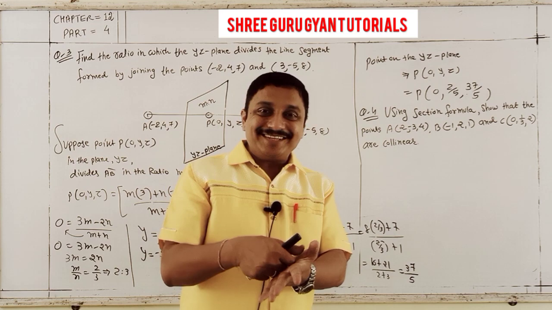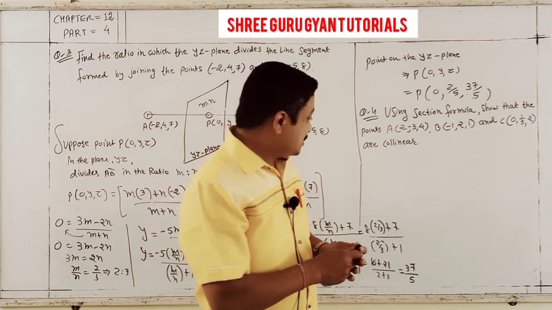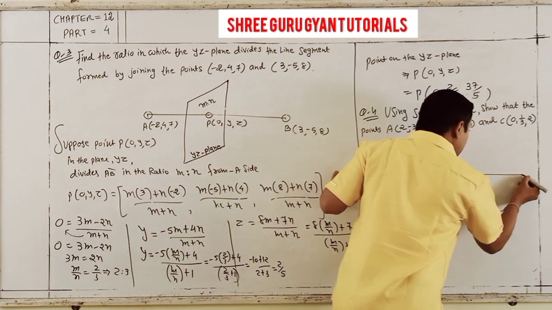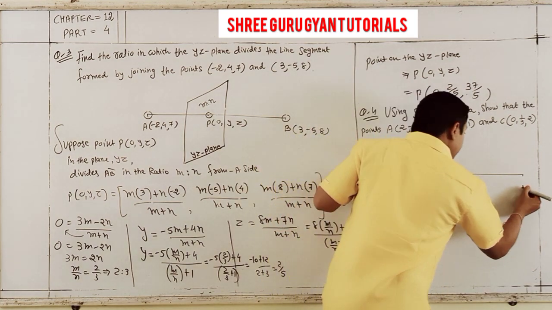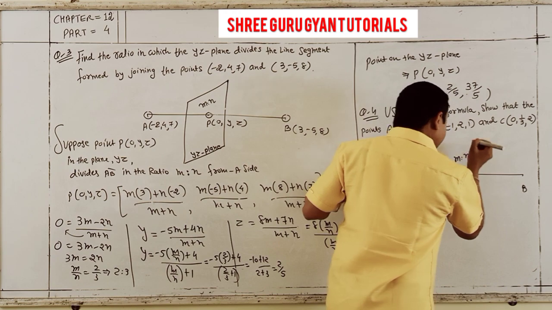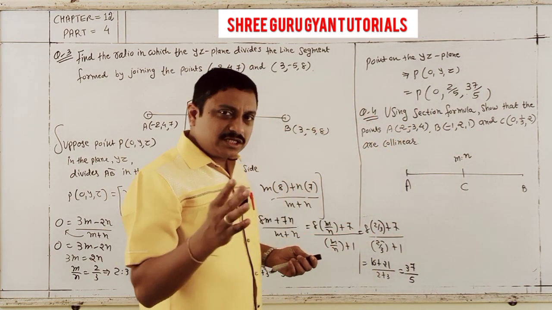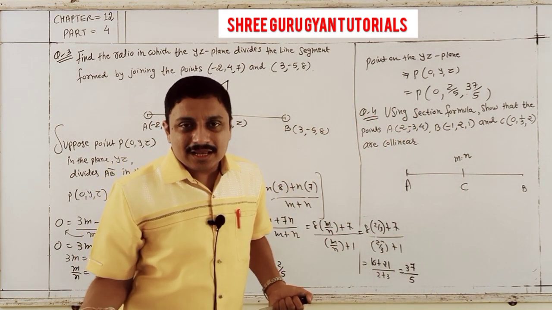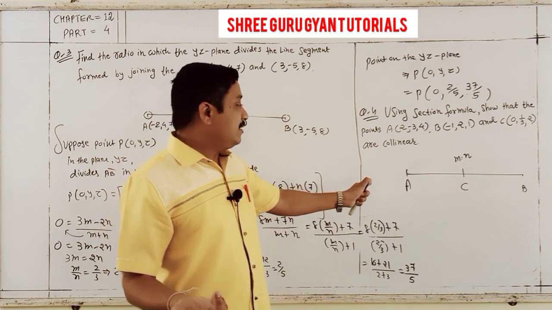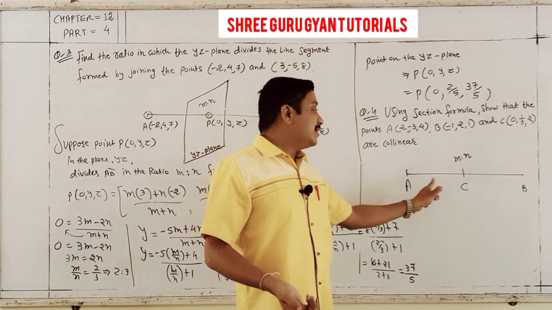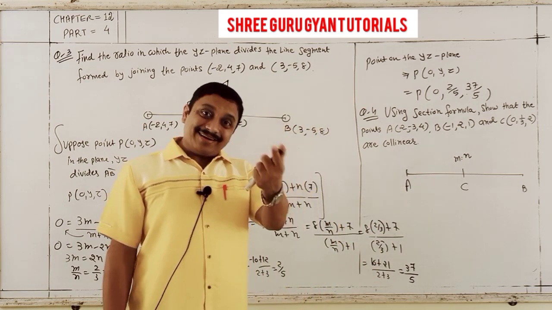So whenever you are proving collinearity, you will prove that your ratio is not 0 and not minus 1, in internal division or in external division. Students, here I consider my point C divides AB in the ratio m to n. As you like, you can consider A dividing BC, or B dividing AC. I am taking here C divides AB.